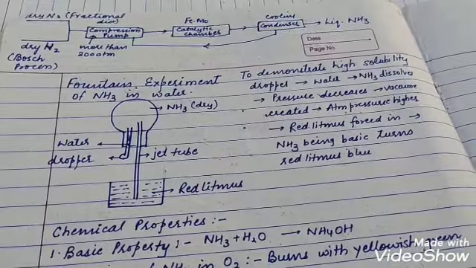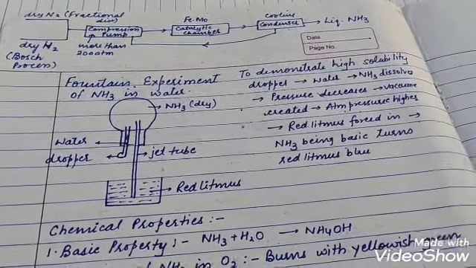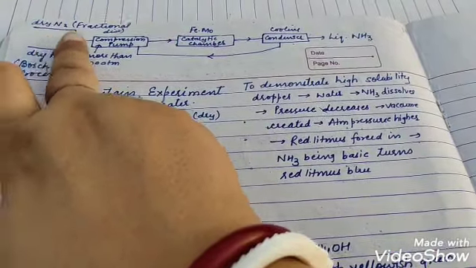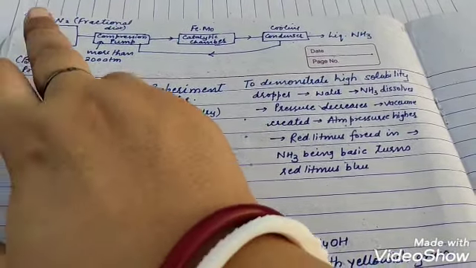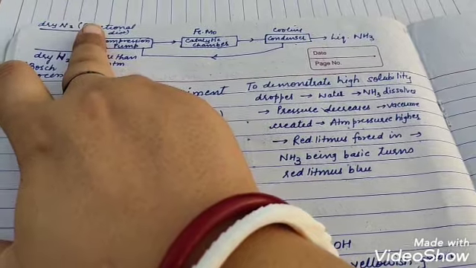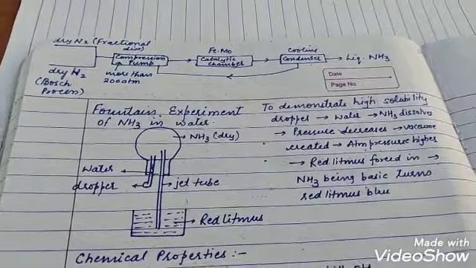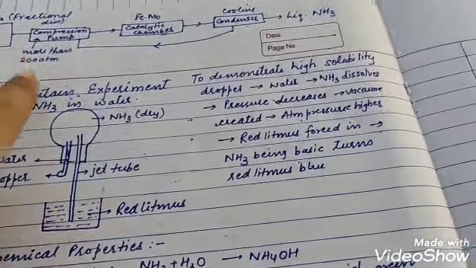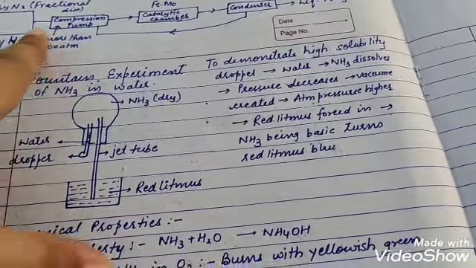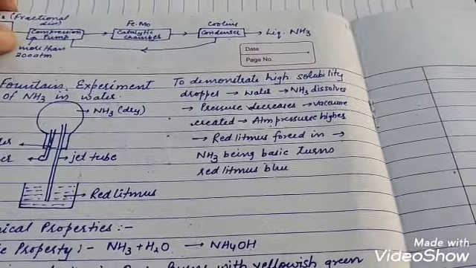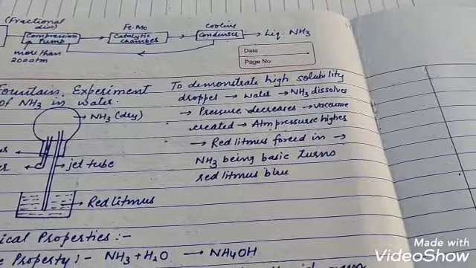From here, the procedure is not very important. The important thing is the reaction and its conditions. But see what happens: dry nitrogen, from where? From the fractional distillation, and dry hydrogen from where? By the Bosch process, is coming and going into a compression pump where the pressure is more than 200 atmospheric pressure. They will get compressed.